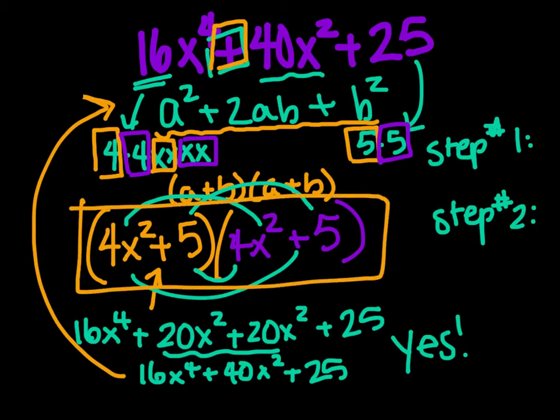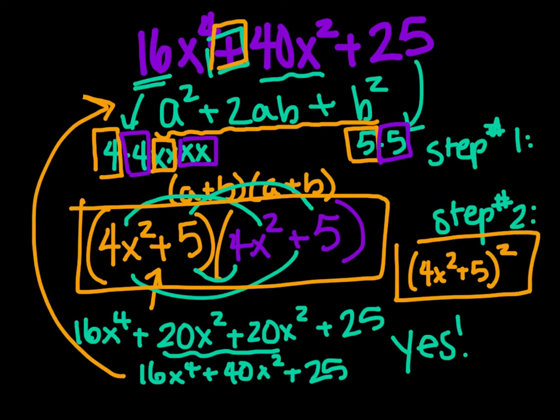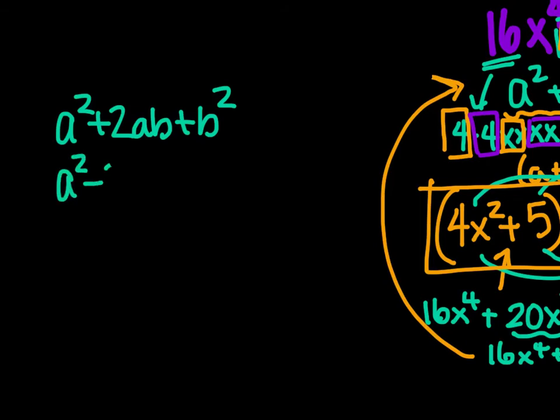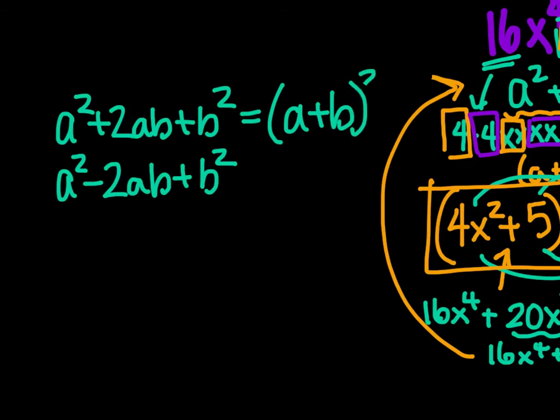You could also rewrite this as 4x squared plus 5 quantity squared. So either one is good. I would be okay with either of those. So we now know how to identify if something is a perfect square trinomial. It either needs to fit one of these two roadmaps: a squared plus 2ab plus b squared initially, or a squared minus 2ab plus b squared. It needs to fit one of those two situations, and when you factor it out, it needs to look like a plus b squared or a minus b squared.